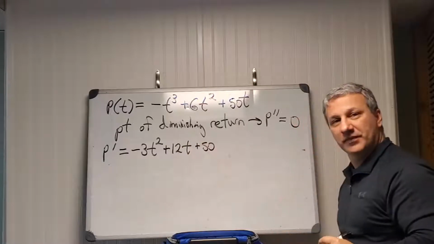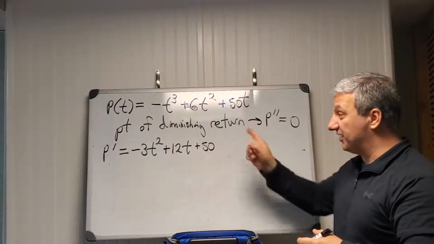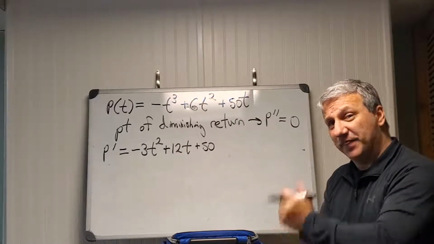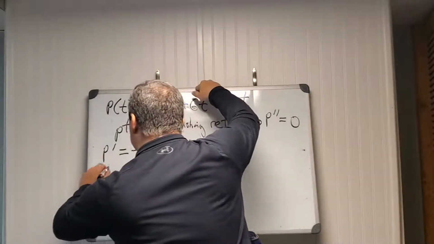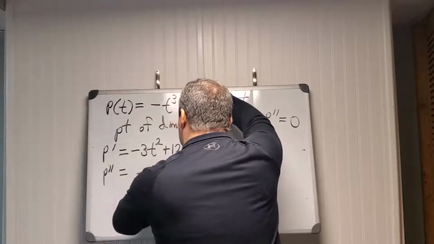Awesome. If I wanted to find max or min points, I'd be looking in here. To find max or mins, you look at the derivative. We're not doing that today. If the question says find the point of diminishing return, don't waste your time there. Move on to the second step, the second derivative. The second derivative is negative 6t plus 12.